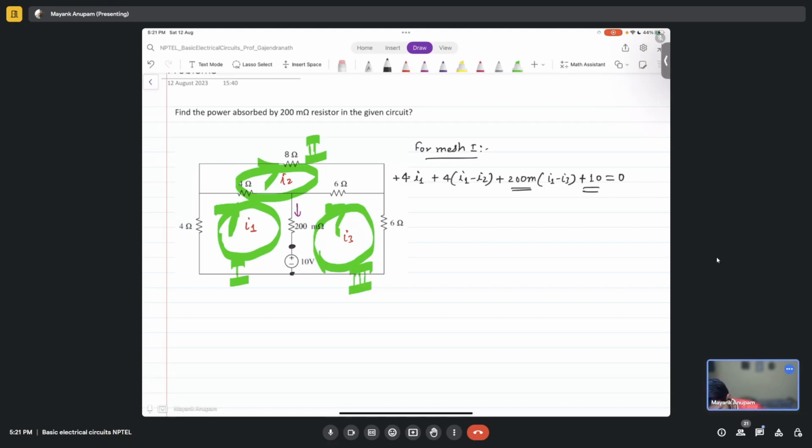You see, two things you have to consider. First, you have to choose what kind of direction you follow. So I follow clockwise direction. In this equation also, in these meshes also, we have followed clockwise direction, right? This is clockwise, this is clockwise, this is also clockwise. Fine.